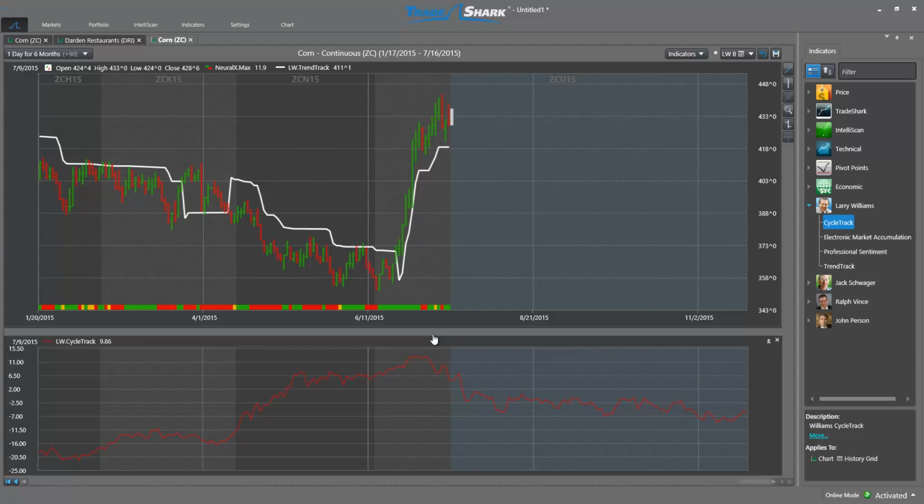Here in the corn market, CycleTrack was calling for a high to be reached toward the middle of July, where prices reside currently. But taking a closer look, we can see how effective these tools can be for traders who actually need to take a position.